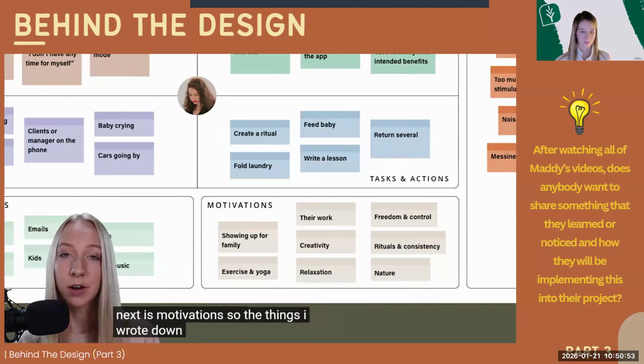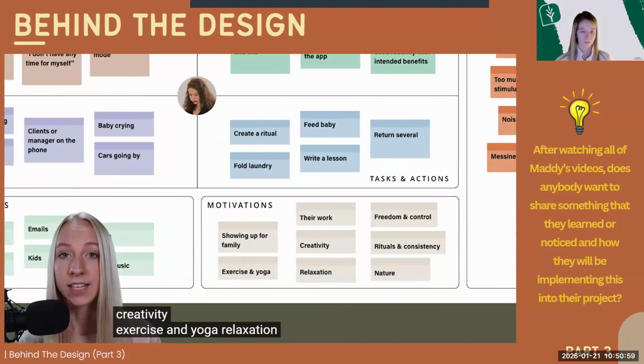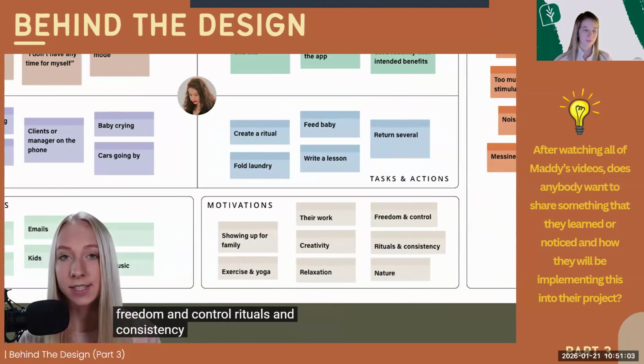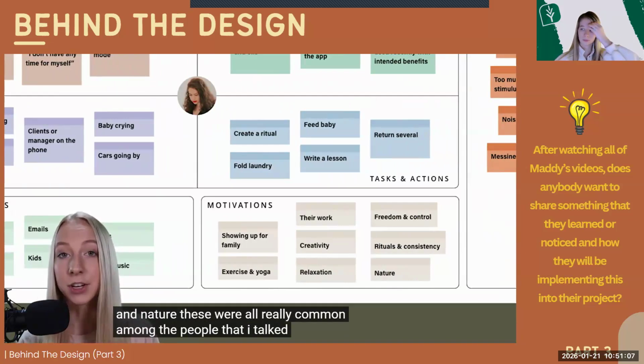Next is motivations. So the things I wrote down are showing up for their families, their work, creativity, exercise and yoga, relaxation, freedom and control, rituals and consistency, and nature. These were all really common among the people that I talked to.